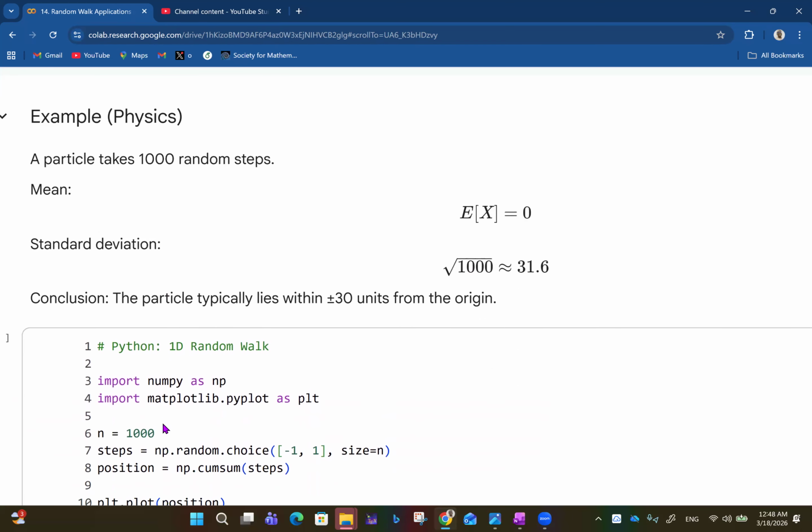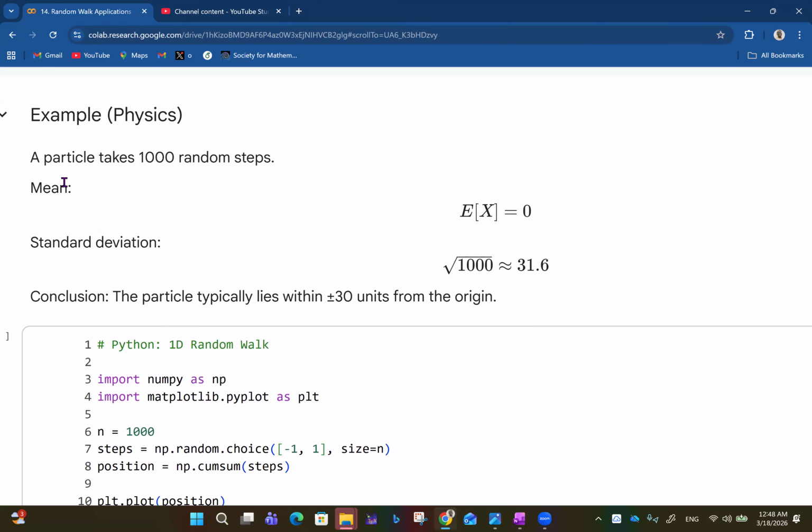Talking about an example in physics now, a particle takes 1,000 random steps. The expected value of X is 0, especially if you look at symmetric random walks. The standard deviation is simply the square root of 1,000, which is approximately 31.6. So the conclusion is that the particle typically lies within plus or minus 30 units from the origin.